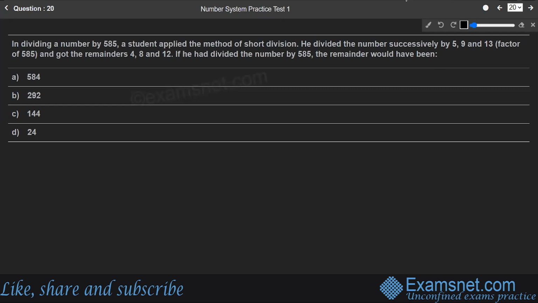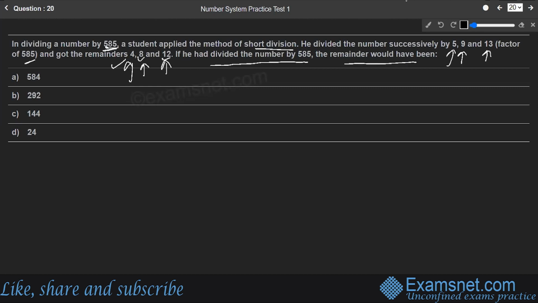Okay, so he says in dividing a number by 585, a student applied the method of short division. He divided the number successfully by 5, 9 and 13, which are nothing but the factors of 585, and got the remainders of 4, 8 and 12 respectively. So when he divided the number by 5, he got the remainder 4. When he divided by 9, he got the remainder 8, and 12 for the case of 13. If he had divided the number by 585, the remainder would have been?